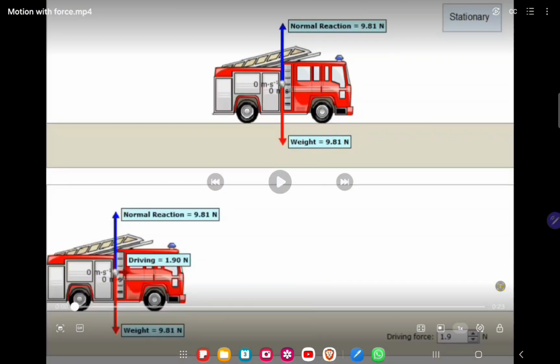Now let's modify the previous model a little bit and see what's going to happen in this situation. Now this car is initially at rest. What's going to happen if we give this car a driving force equal to 1.9 newtons? Any expectations?